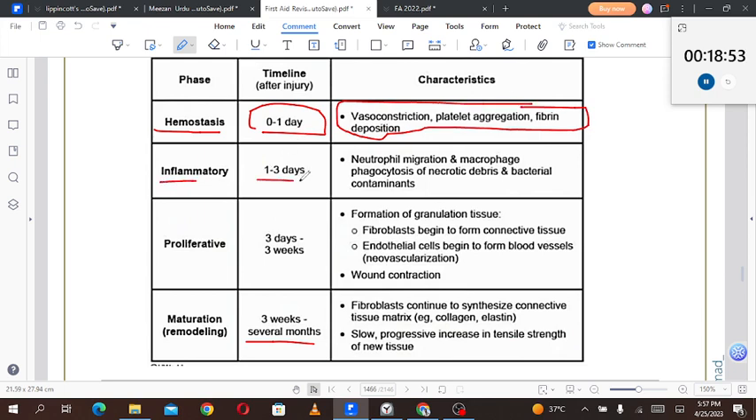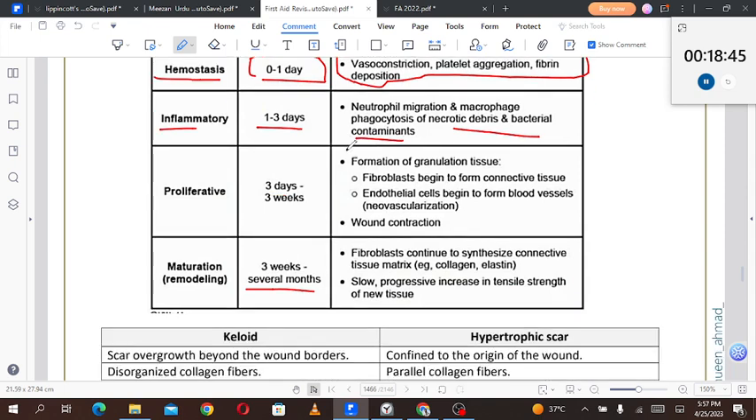Second step, from 1 to 3 days, is inflammatory. Neutrophil migration. First neutrophils will come and then macrophages will come. Phagocytosis of the necrotic debris and the bacterial contaminants.